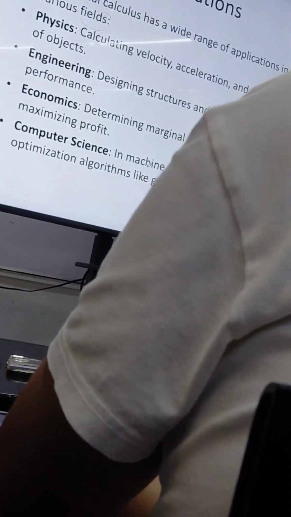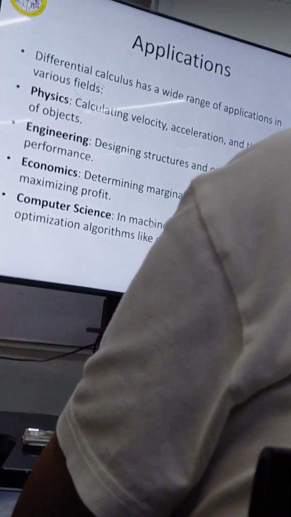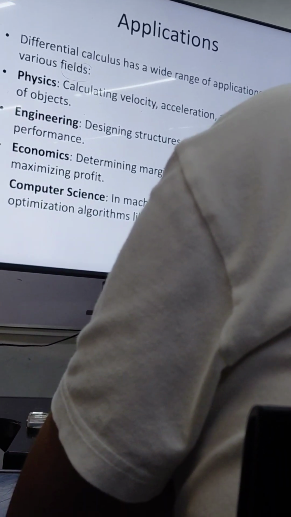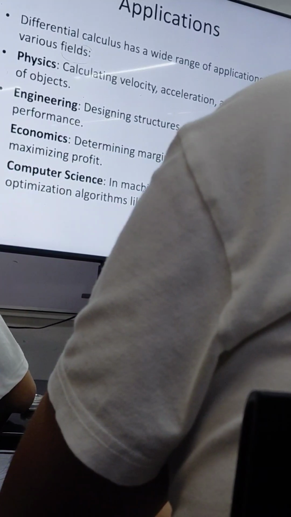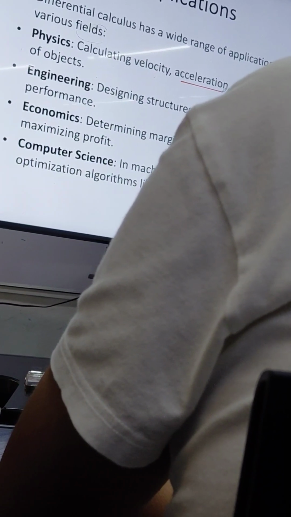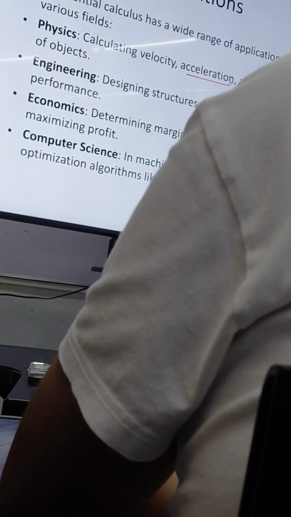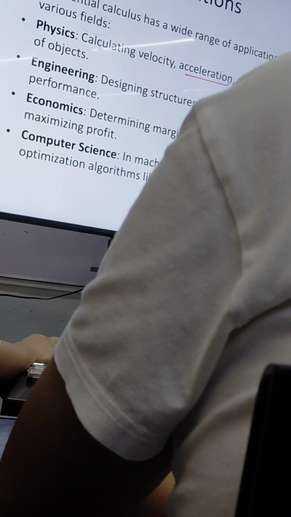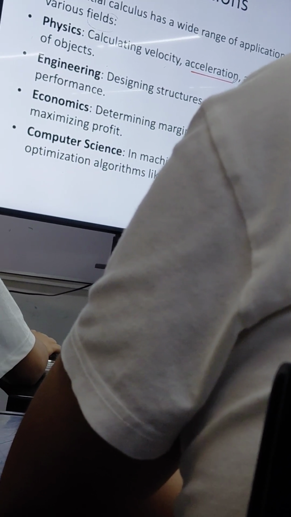So differential calculus has a wide range of applications in various fields. For example, in physics, as I mentioned a while ago, you can calculate the velocity by differentiating the distance with respect to time. And then if you differentiate the velocity with respect to time, you are actually getting the acceleration of the object. In engineering, for designing structures and then maximizing or optimizing performance. In economics, determining the marginal cost, marginal revenue, and then maximizing the profit, maximizing the revenue, or minimizing the cost or expenses. In machine learning, it can be used in optimization algorithms.